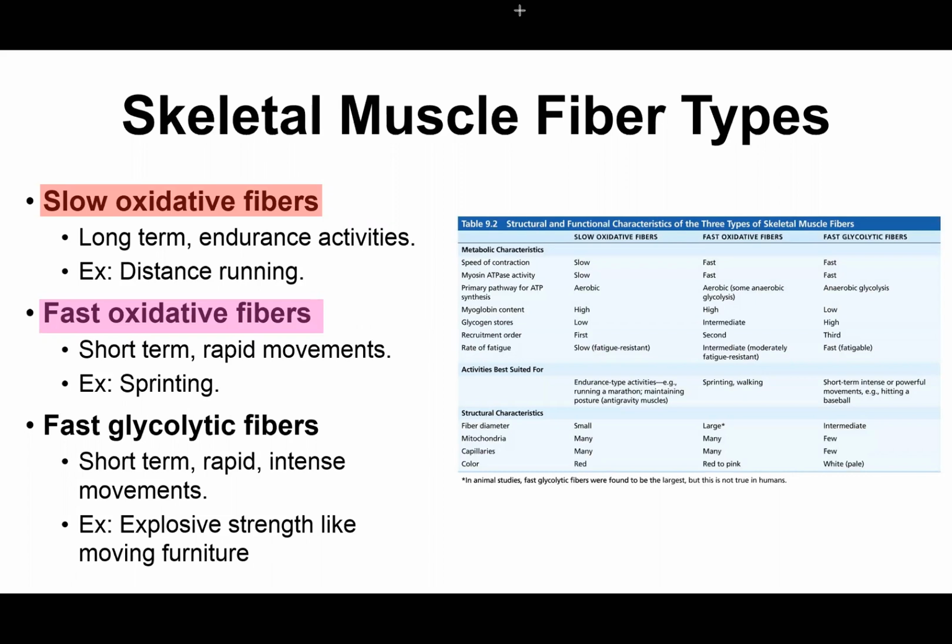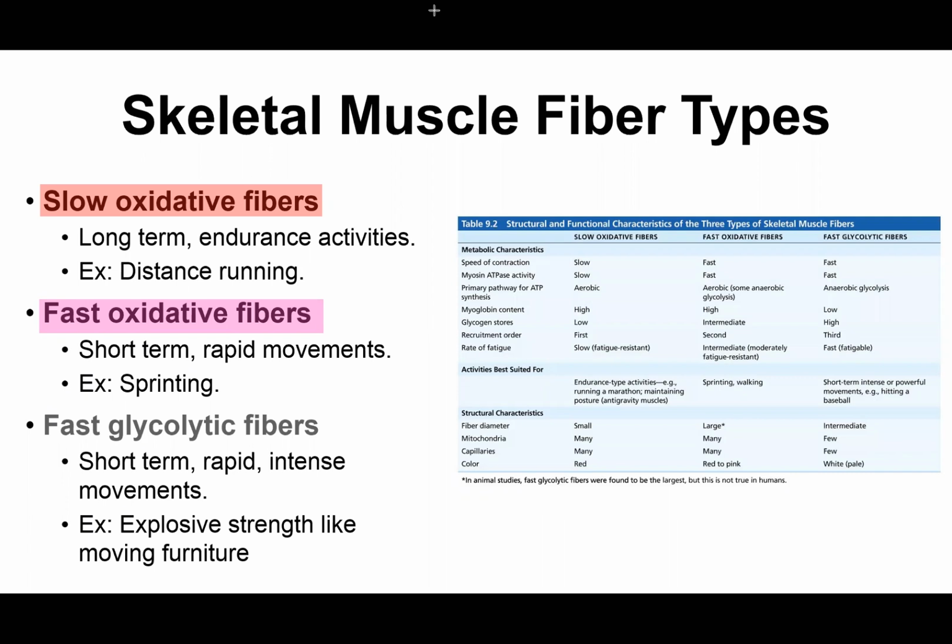Finally, we have the fast glycolytic fibers. And fast glycolytic fibers have fast contraction, so fast myosin ATPase activity, but they don't have much myoglobin, which means they don't have much oxygen, which is why they're going to be called anaerobic. They are the third to be recruited, and they fatigue the most quickly out of the three types.